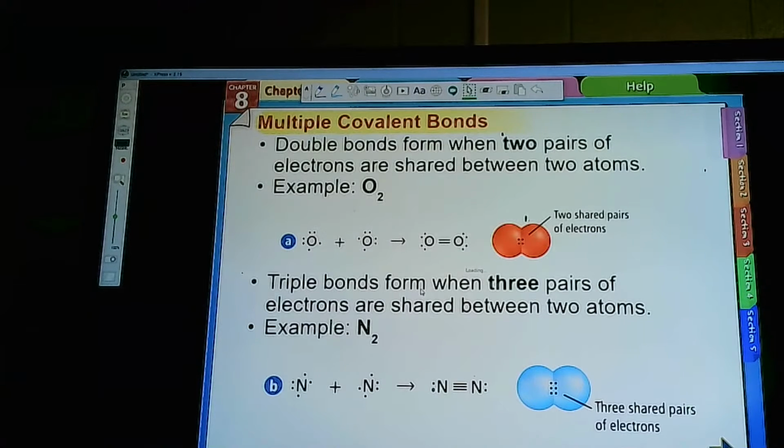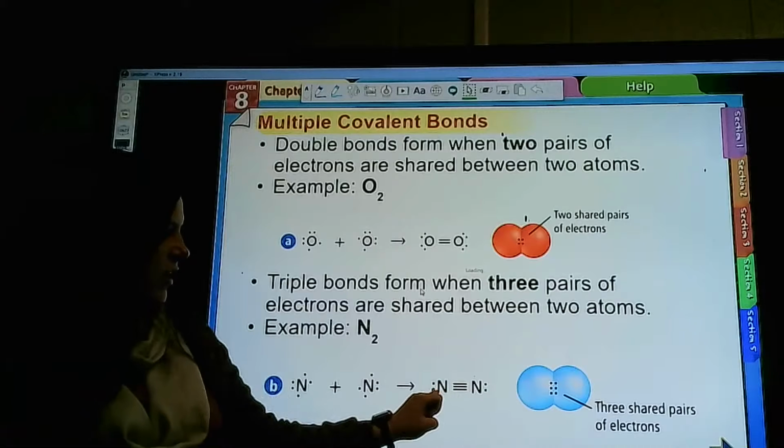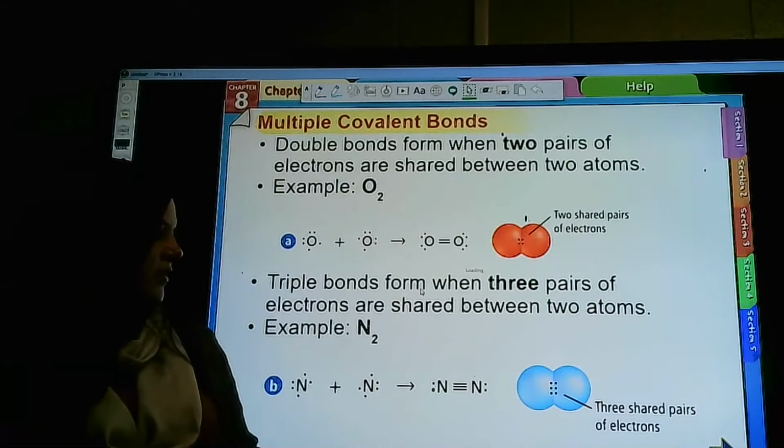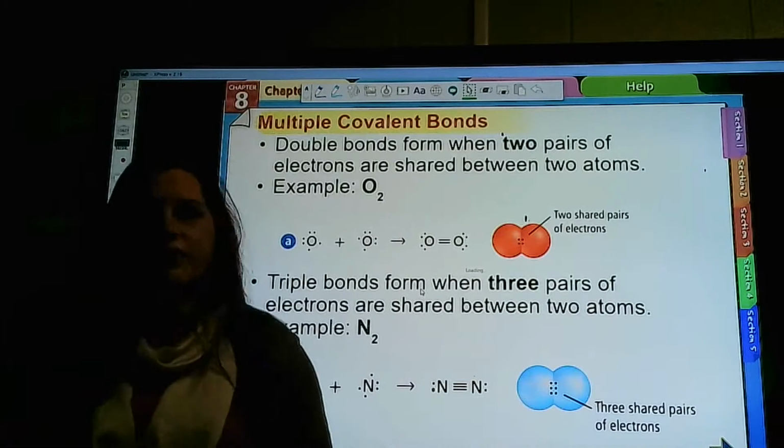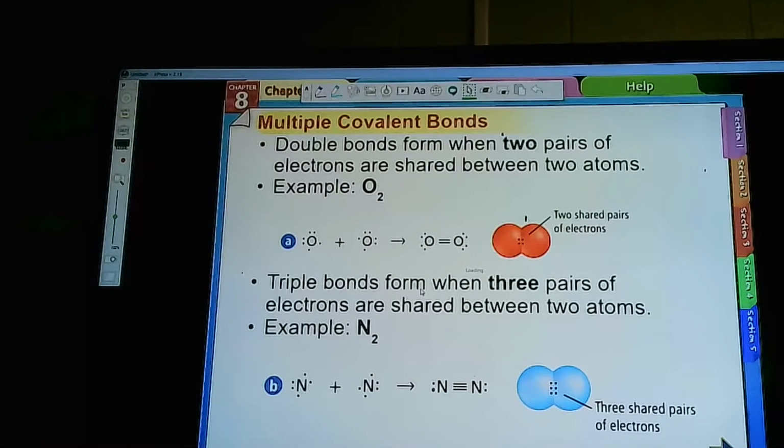So in addition to just a single bond, you can have multiple bonds form between 2 atoms. You can have a double bond, which means you're sharing 2 pairs of electrons, so 4 total electrons are being shared between them. Triple bonds form from 3 shared pairs of electrons, so we draw 3 lines. Each line represents 2 valence electrons, so that's 6 total electrons being shared between them.